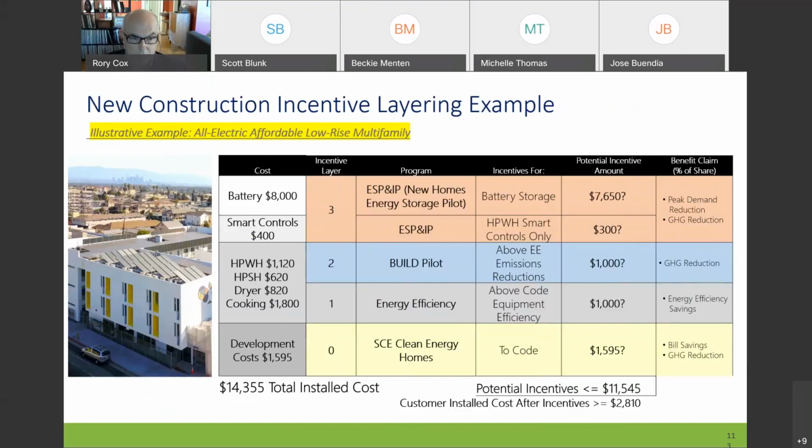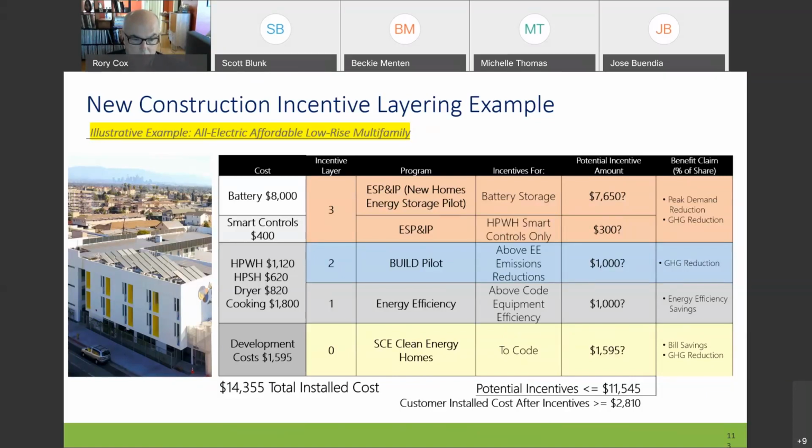Thank you. This is a new construction incentive example. Similar to the previous slide, you have different layers that contribute to the cost of decarbonizing or going all electric. In this particular case, you have development costs, the cost of the appliances, and the cost for smart controls and a battery, if that's what it entails. And you have the different programs. You have the SE Clean Energy Homes, you have energy efficiency incentives, you have the build pilot, ESP and IP for controls, and then also a new program that we filed for battery storage called the New Homes Energy Storage Pilot under the ESP and IP proceeding.